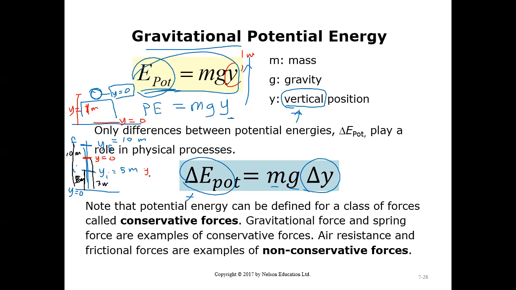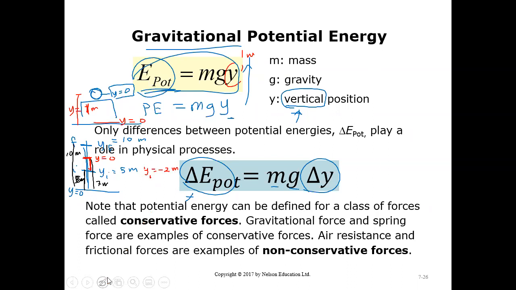For him, the initial position is this much below him. Do you know how much below this is? What is this distance equal to? If this is 7 meters and this is 5 meters, it is 2 meters below. The initial position is 2 meters below him. So he will say y initial is equal to -2.